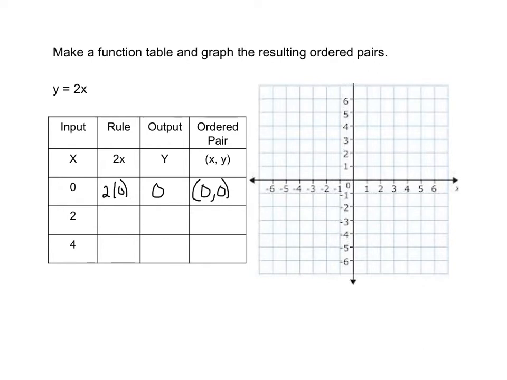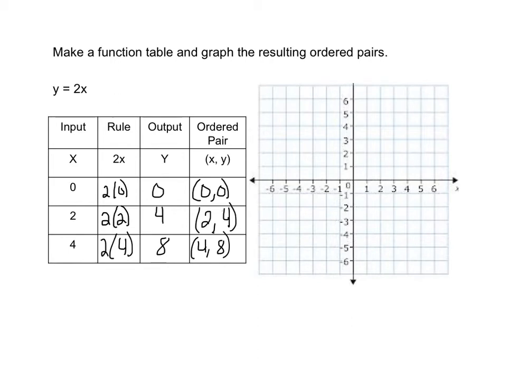Alright, for our next rule, we have 2 as our input being multiplied by 2, which makes our output 4. So our ordered pair would be, oops, not 0, would actually be 2, 4. And when our input value is 4, we have 2 times 4, which would be 8. So our ordered pair would be 4, 8.